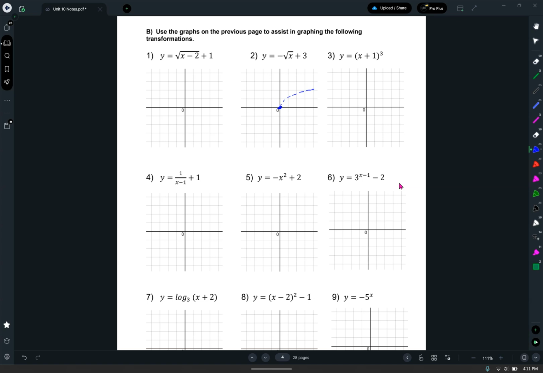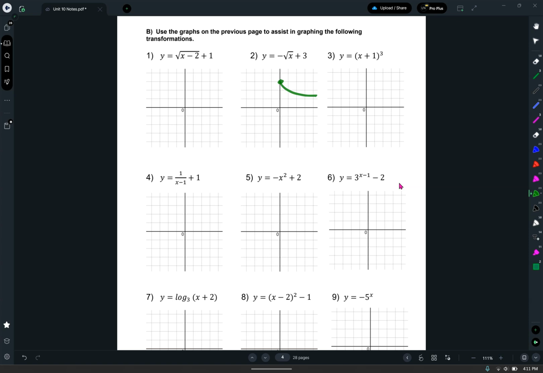But what does that negative out in front do? Well, the negative is going to flip it across the x-axis. So now it's going to be going this direction, right? Now it's coming down that direction. And then if there's a plus 3 out at the end, what does that do? Well, doesn't that move the entire thing up 3? So what was at the origin is now up here, and it's going that direction. So there's your square root graph that's been flipped over and moved up 3.